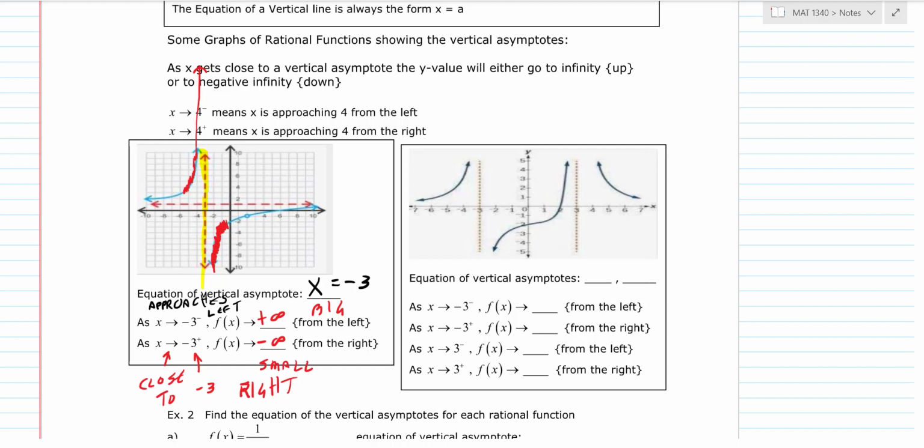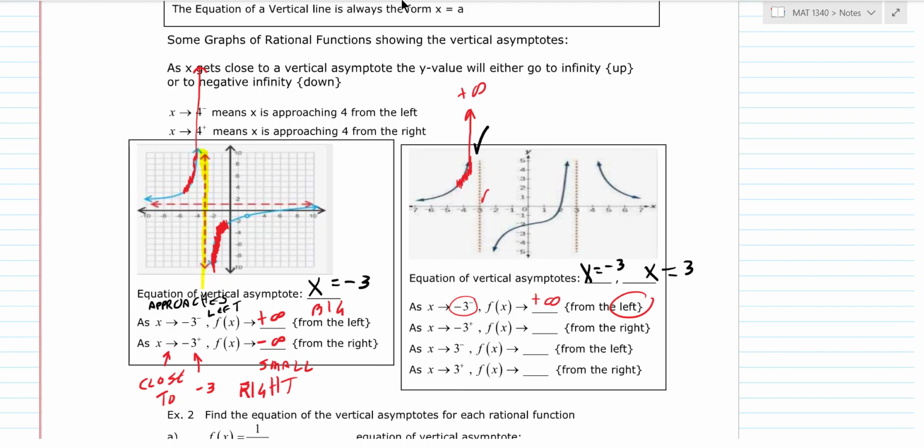Okay, let's look at this next graph. So this one, our vertical asymptotes are -3, so we would say x equals -3 would be that equation. The other one is x equals +3. Then you just want to see if you're getting solid with what I'm talking about with this notation. This right here says x is getting close to the asymptote of -3 from the left. So what's the graph doing? If you're on the left-hand side of the asymptote, you're going up, so that will be positive infinity.